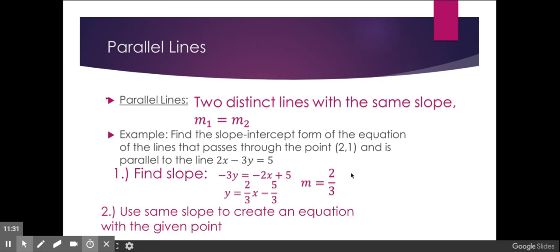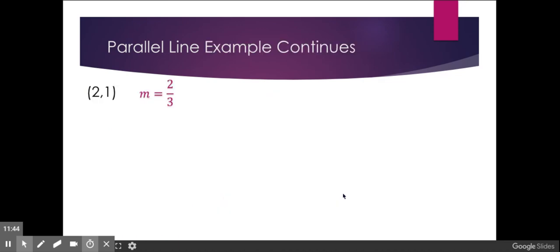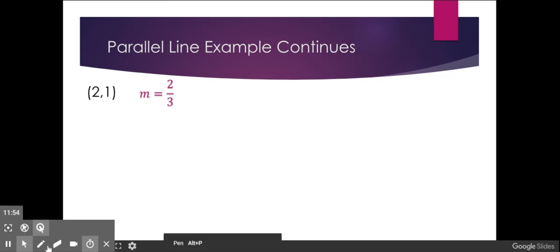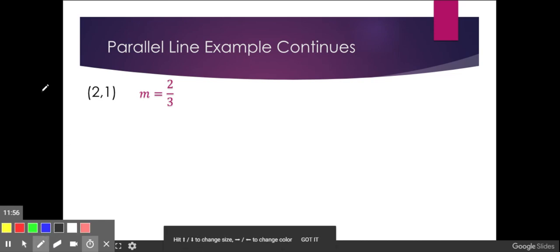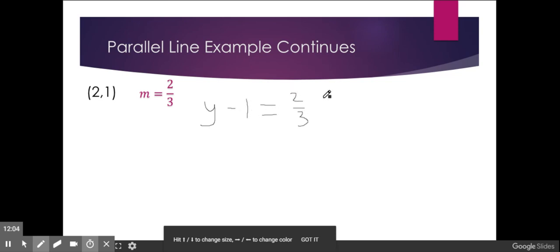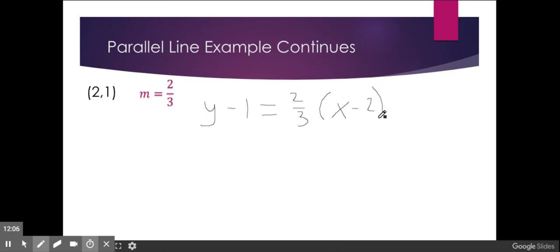Now that we found the slope, we want to use that slope to create an equation with this given point. So we're going to treat it as like we're doing a point slope, finding a point slope equation. So here I have my point 2, 1. My slope is 2/3 because our line is parallel to that other line that they gave us. And I'm going to put it into the point slope equation because that's the information we have. So y minus 1 equals 2/3 (x minus 2).